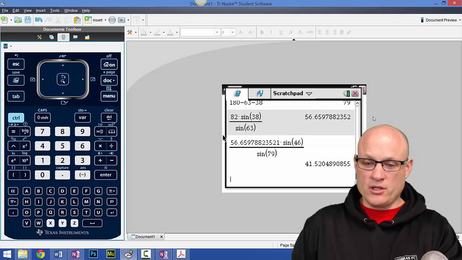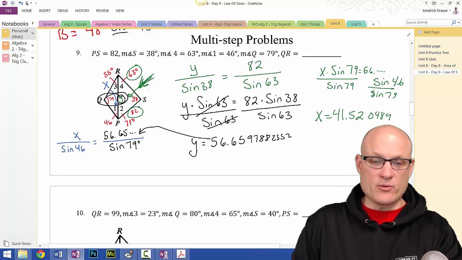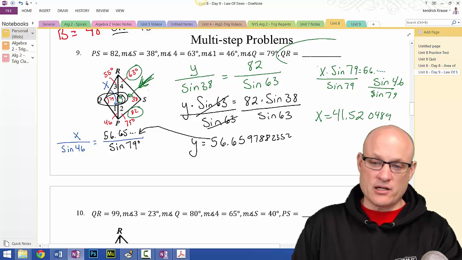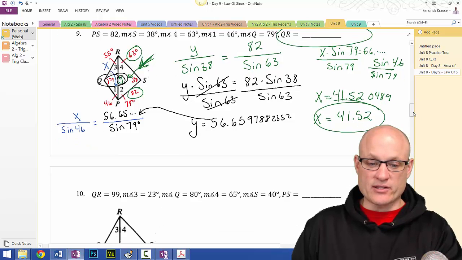41.52, 0489. It doesn't say, so let's say we round to the hundredths place, x equals 41.52. And that's how you find these. That's how you do the complex ones.